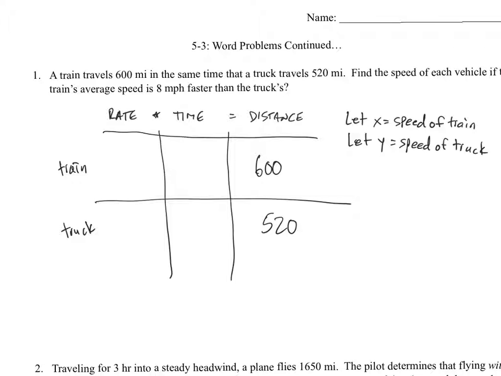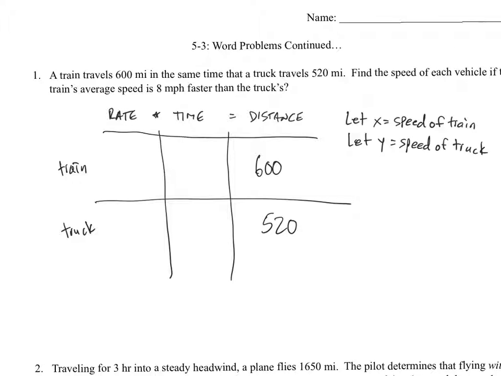Okay, we're going to do problem 1, and I'm going to try to explain it in a little different way from how I did it in class, and I set up the chart a little bit differently as well, but the variables are the same. So x is the speed of the train, y is the speed of the truck. That's what we're looking for. We're looking for the speed or the rate, essentially.